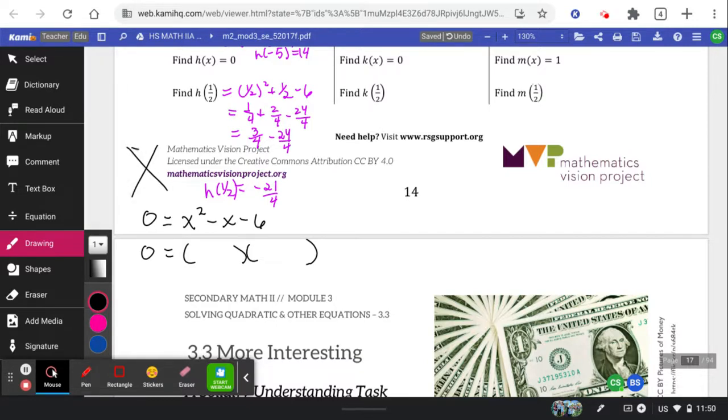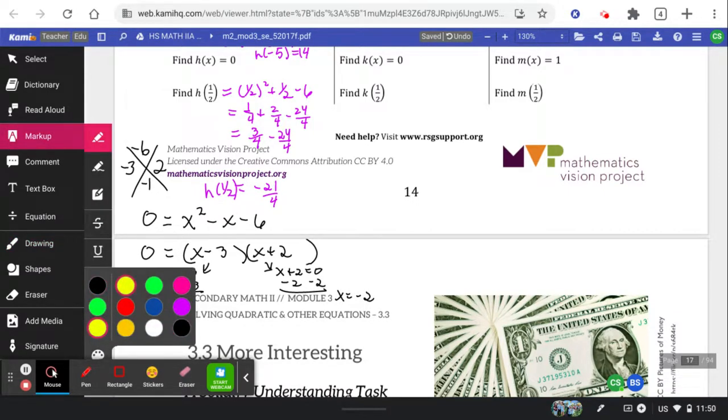So let's go do this. What times what is negative 6 and subtracts to give us negative 1? You got it, 3 times 2. The 3 gets the negative so that it yields negative 1. So I'm going to say that my factors are x minus 3 and x plus 2. And now I'm going to solve. Using the zero product property, I'm going to set this first factor equal to 0 and then add 3. I'm going to set this second factor equal to 0 and then subtract 2. And I get my two solutions.